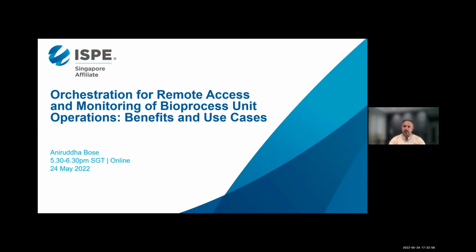Like Linda mentioned, today we will be talking about the topic that I selected for this Technical Tuesday: orchestration for remote access and monitoring of bioprocess unit operations. We'll be talking about some of the benefits and use cases.